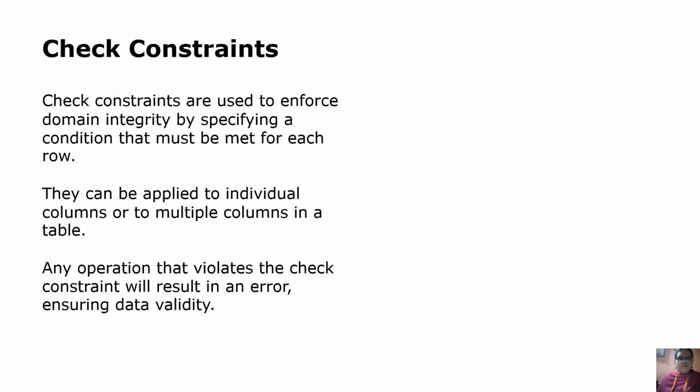Now we discuss check constraints. Check constraints are used to enforce domain integrity by specifying a condition that must be met for each row. They can be applied to individual columns or to multiple columns in a table. An operation that violates the check constraint will result in an error, ensuring data validity.